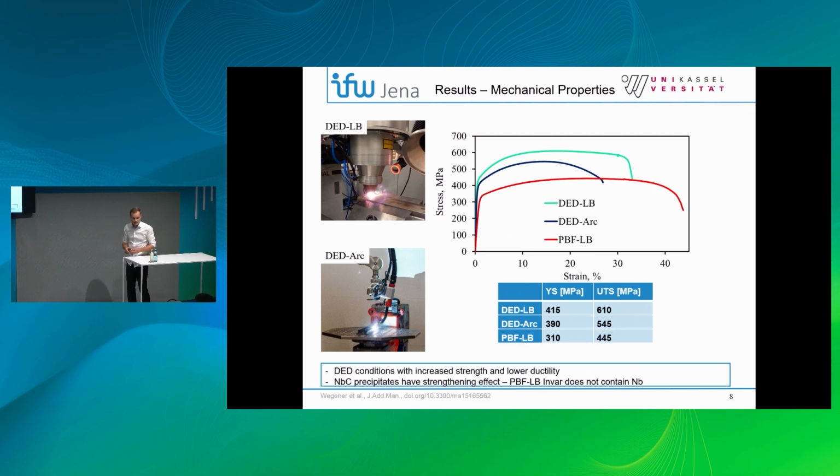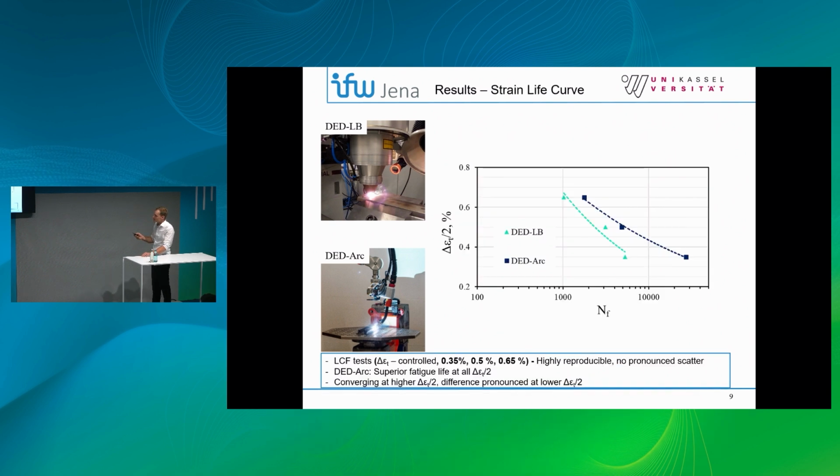I would like to discuss it in the context of a previous study on PBF LB processed Invar alloy that does not contain niobium and hence no niobium carbides, and we see here that the ductility is significantly increased at the expense of the strength. And these monotonic properties are important as we discuss the fatigue properties. So in order to assess the fatigue life, total strain controlled fatigue tests have been performed using 3 different strain amplitudes.